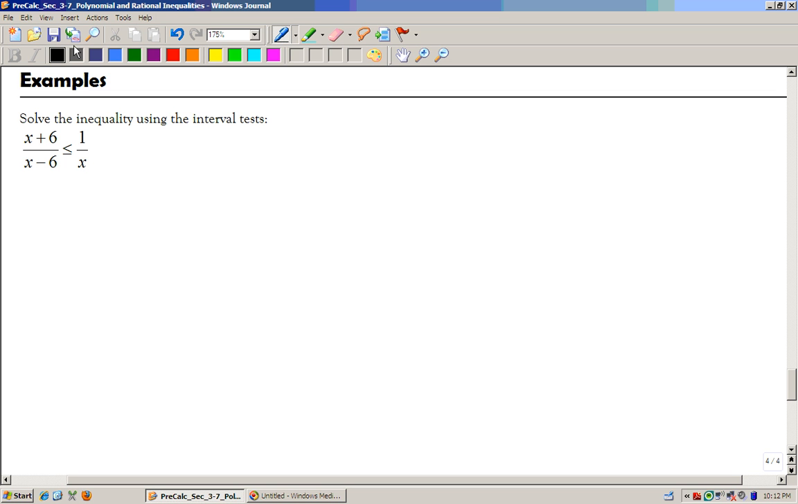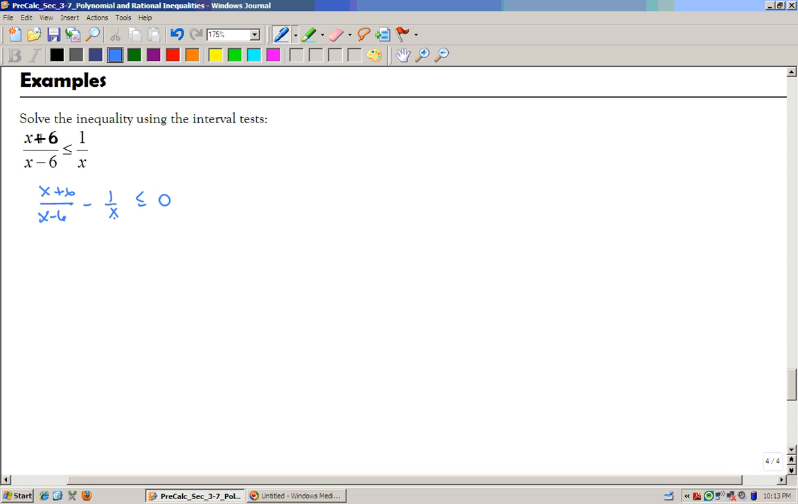Not sure what yours has here, but we should have a +6 on the end of this numerator. If you don't have it, go ahead and write it in on your notes. The first thing we're going to do is test zeros for x-intercepts and vertical asymptotes. So we set this into an equation with everything on one side, moving the 1 over x to the left side. We subtract it, and now it's less than or equal to 0.